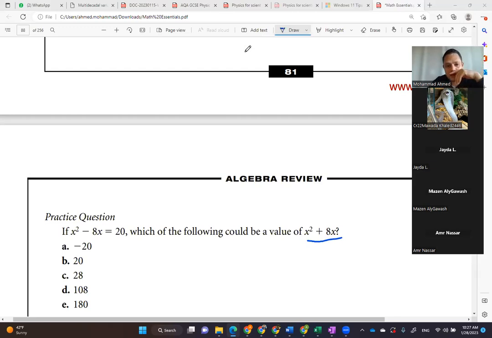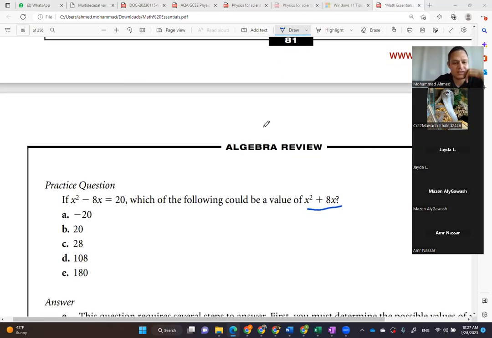Okay, so I have different answers. Some of you said A, some of you said E, some of you said B. This is an SAT level question. So you have to know the factoring rules and then apply them to the formula. Some of you said A, some B, some C, some E. So we're going to see now what the answer is.